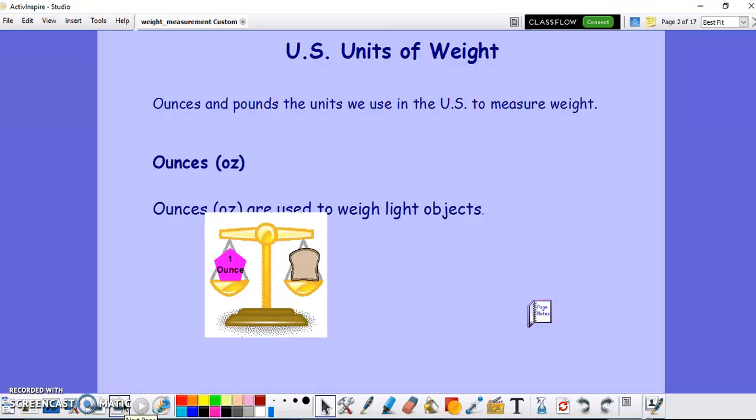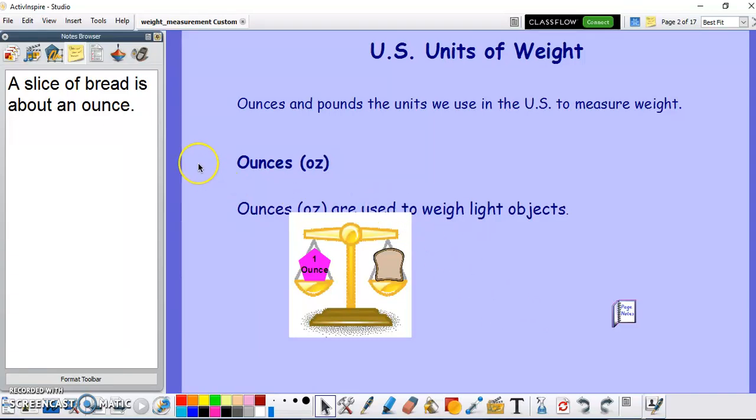First of all, the U.S. units for weight are ounces and pounds. The units we use in the United States to measure weight are the ounce. Now, an ounce is typically comparable to, say, one slice of bread. Let me just show you the page notes here. A slice of bread is just 1 ounce, not the entire loaf. The loaf is a lot heavier. So we're just talking about one slice of bread equaling 1 ounce.